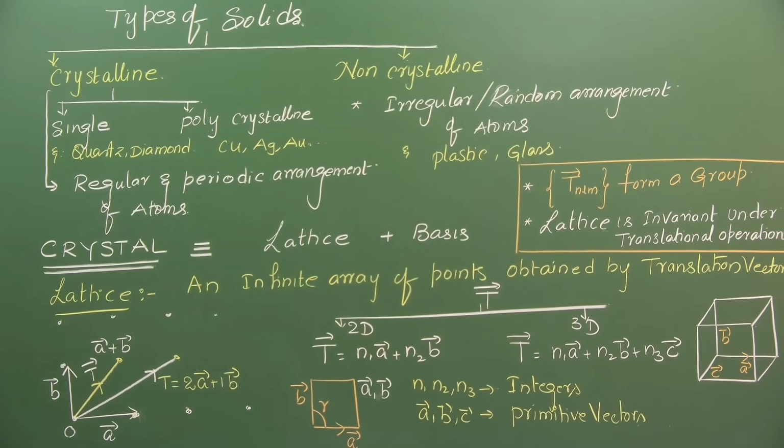Ready? So that's it. A crystal means simply a combination of lattice and basis, and first we gave a definition for the lattice. It is simply an arrangement of points, an infinite arrangement of points, and that arrangement is done by translation vectors, and the translation vectors form a group, and the next one, the lattice is invariant under translation. That's good.